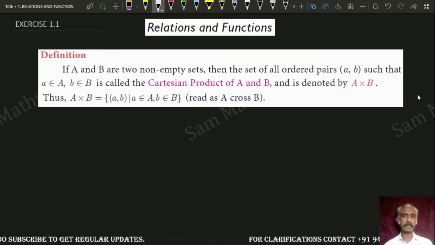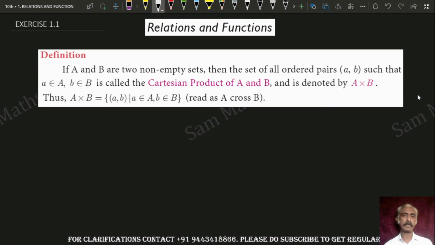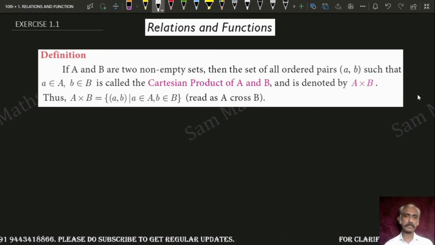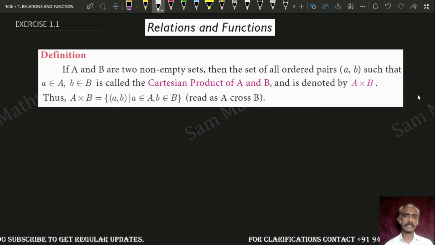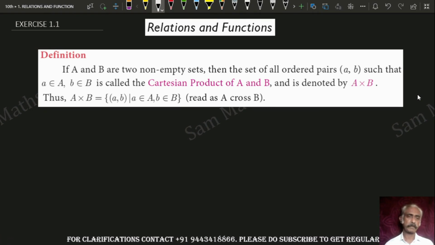If A and B are two non-empty sets, then the set of all ordered pairs (a, b) such that a is from A and b is from B is called the Cartesian product of A and B. It is denoted by A cross B. Thus, A cross B is equal to the set of ordered pairs (a, b) such that a belongs to A, b belongs to B. Okay, children. Now we are going to discuss how we can obtain A cross B.